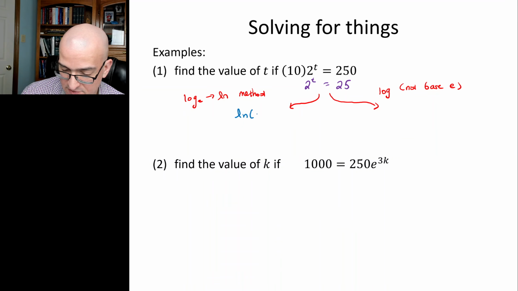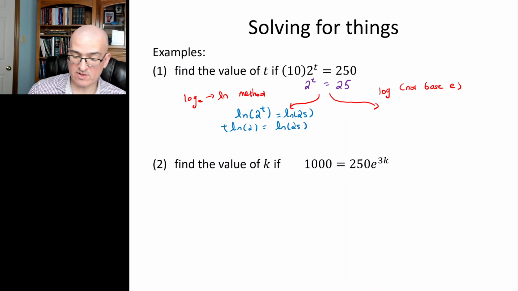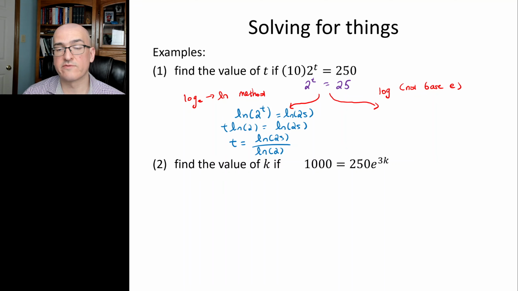So the ln of 2 to the t is the ln of 25. Then I can bring the t down. t times the ln of 2 is equal to the ln of 25. And then divide both sides by ln 2. So t is equal to ln of 25 divided by ln of 2. By the way, this is not the ln of 12.5. You can't divide across log functions like that. Ln of 25 over ln of 2 is not ln of 25 over 2.